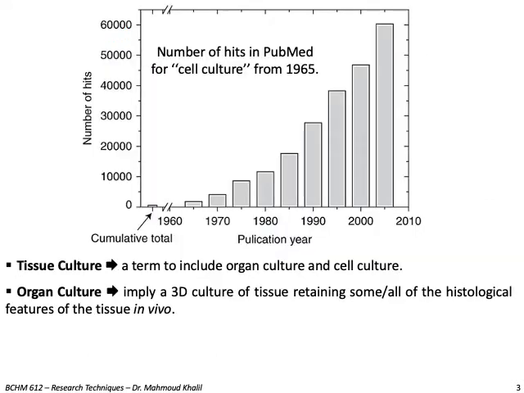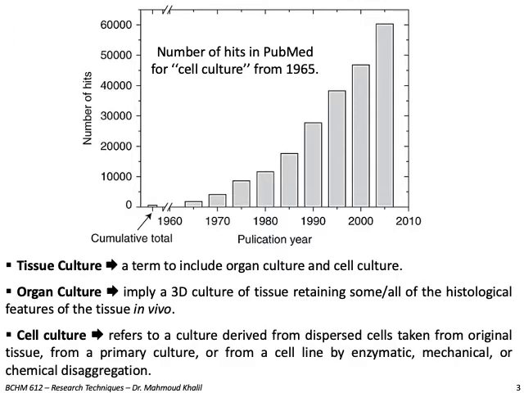Here from this bar chart, you can see the number of hits of articles and published papers in PubMed for cell culture starting from 1965. And you can see that the number of hits is increasing over the years. So tissue culture is a term to include organ culture and cell culture, while organ culture implies a 3D culture of tissue retaining some or all of the histological features of the tissue in vivo. Cell culture refers to a culture derived from dispersed cells taken from original tissue, from a primary culture, or from a cell line by enzymatic, mechanical, or chemical disaggregation.